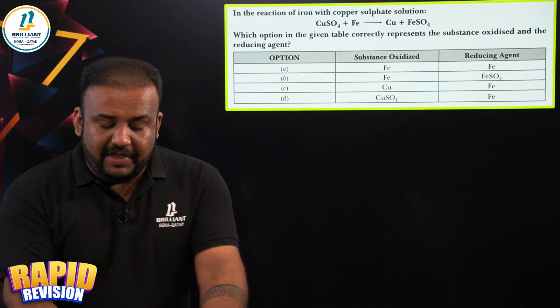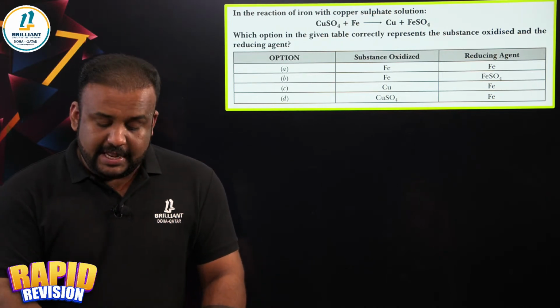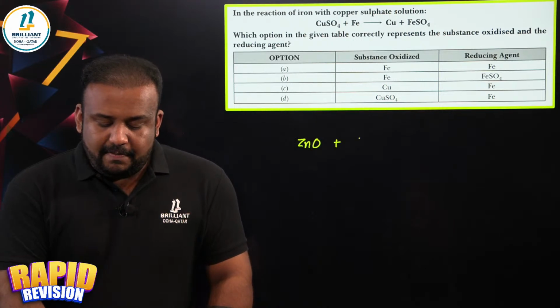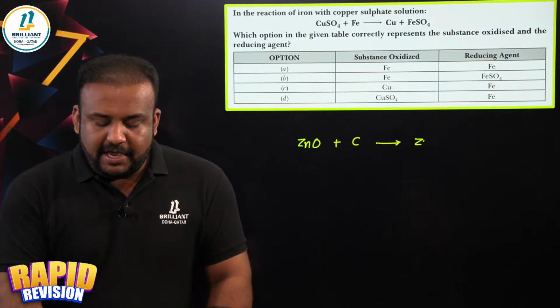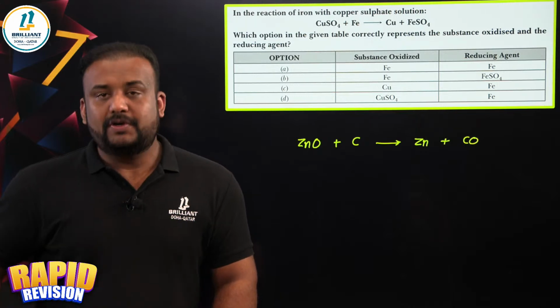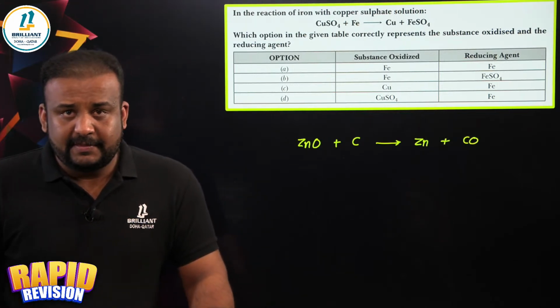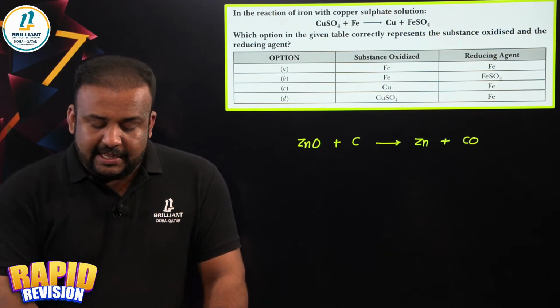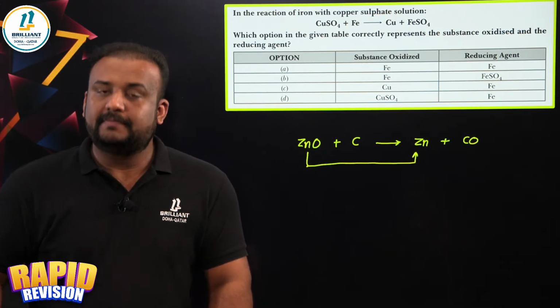So quickly we will have a recap of the concept that we learned. Let me take an example here. Let's take zinc oxide plus carbon, giving zinc plus carbon monoxide. This is a redox reaction. First of all, why is this a redox reaction? Here you can see that zinc oxide is becoming zinc.